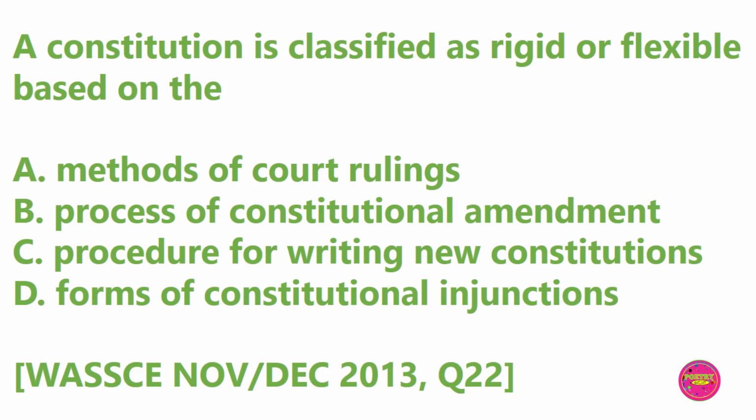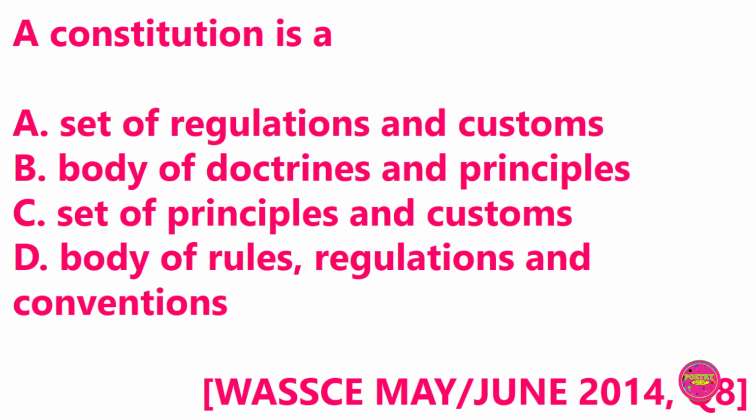D. Forms of constitutional injunctions. The correct answer to this question is B. Process of constitutional amendment. A constitution is A. Set of regulations and customs. B. Body of doctrines and principles. C. Set of principles and customs. D. Body of rules, regulations, and conventions. The correct answer to this question is D. Body of rules, regulations, and conventions.